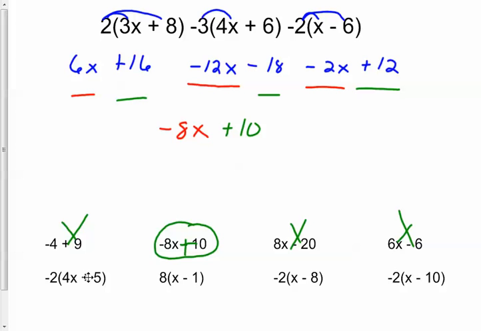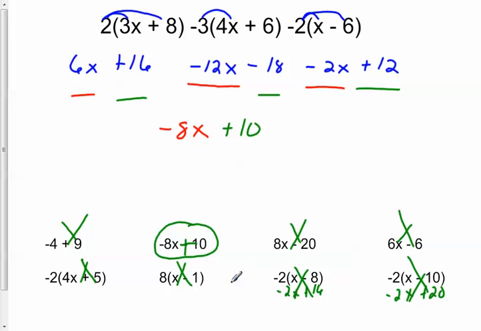All right, now these have distributive properties, so these could match. They just might be hidden. So let's distribute these out and see what these guys are. So this would be a negative 8 and a negative 10. Well, that wouldn't be it. And then this would be an 8x minus 8. That doesn't match. This would be a negative 2x plus 16. That wouldn't match. And then this would be a negative 2x plus 20. So that doesn't match. Okay?